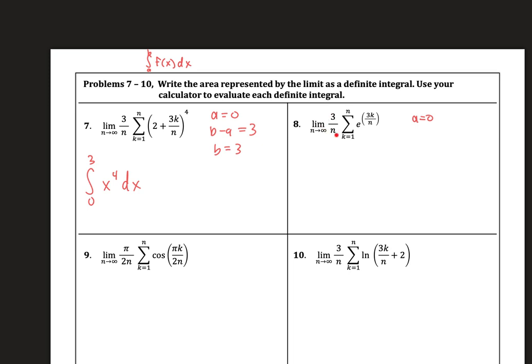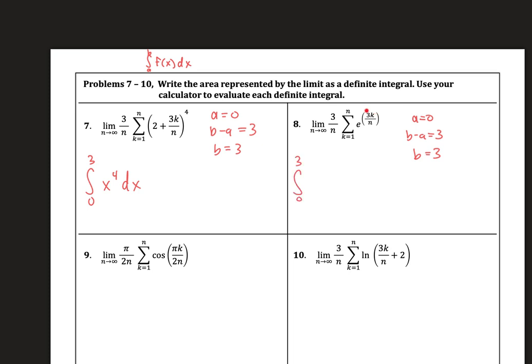Okay, we got this 3 over n, which is almost the same. These are usually the same numbers, but really look at the thing on the outside, because that actually could be different also. But okay, so b minus a is 3, and that means that b is 3. Same as last one. Okay, so we got our integral from 0 to 3.